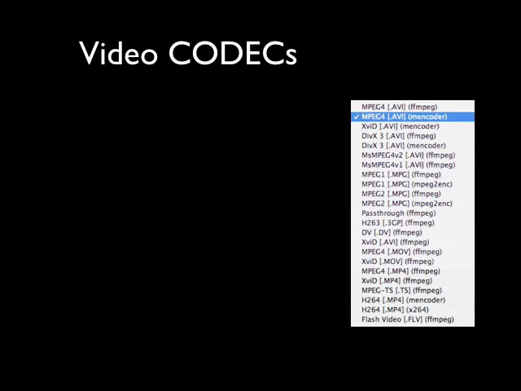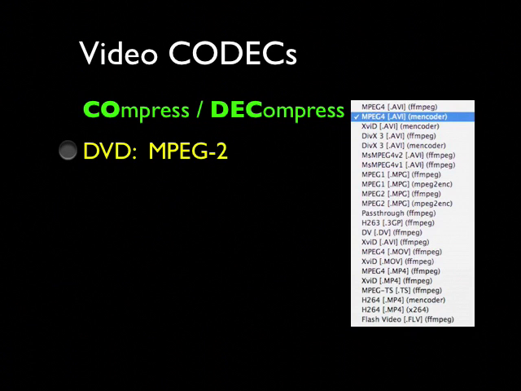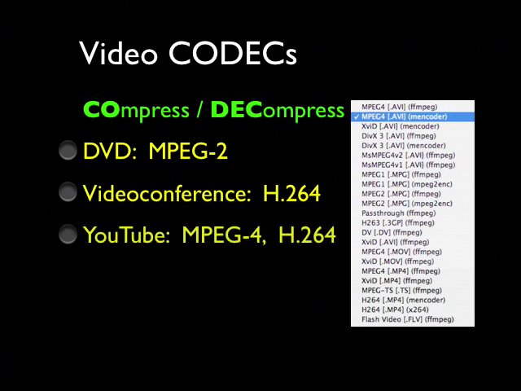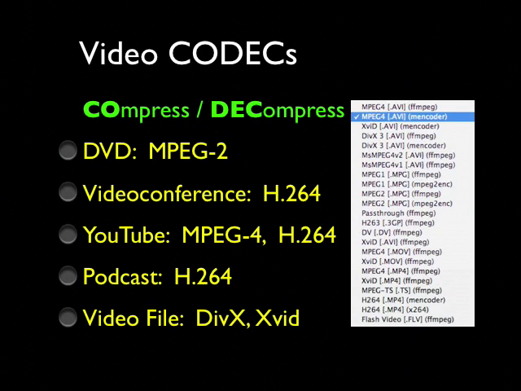Each of these file types uses a codec to compress and then decompress the large video file. The codec used for standard DVD is MPEG-2. For a modern video conference, Polycom, for example, it's H.264. For a YouTube video that you would upload, it would typically be MPEG-4 or H.264. For a video podcast, again, H.264. And for many video files that you may get, like a movie for your computer, that may be DivX or XVID.